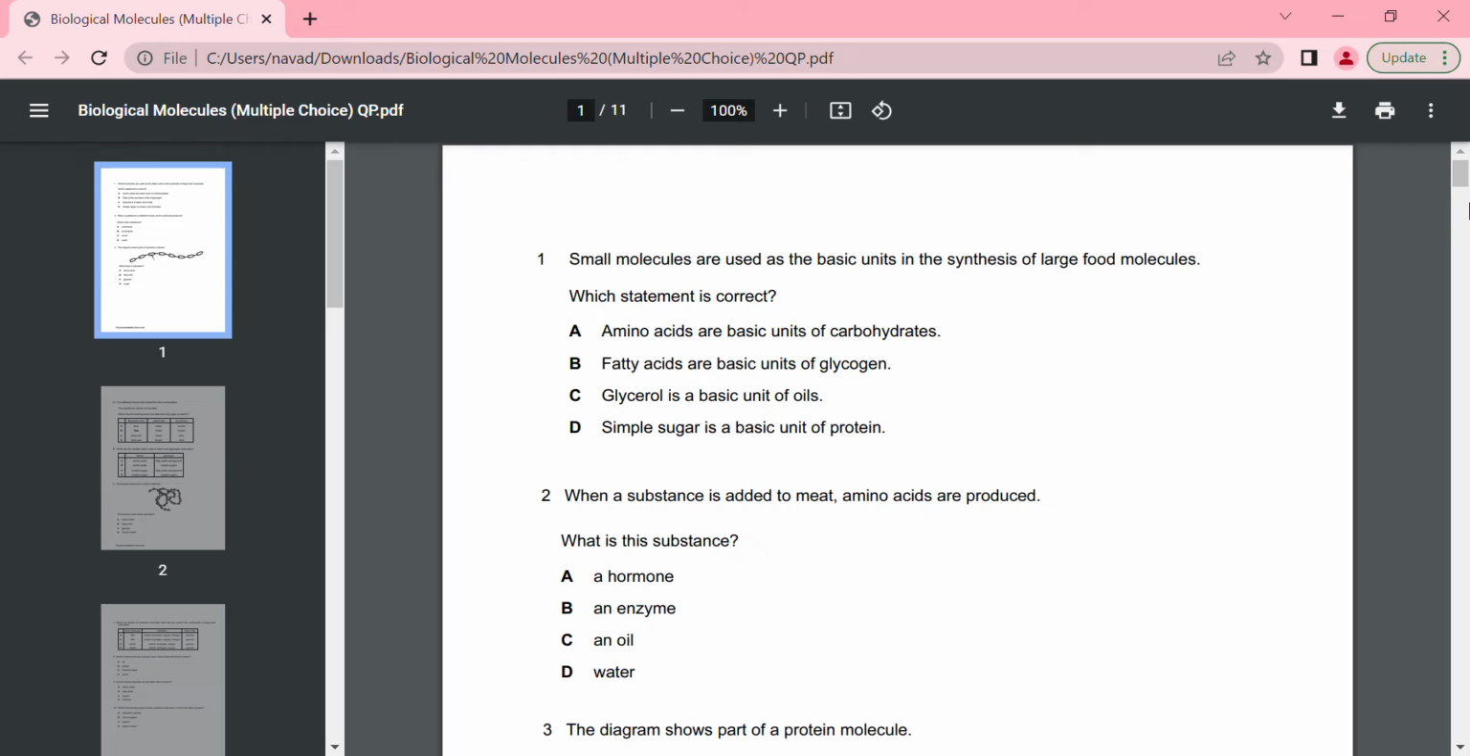They're asking for the basic units. You should remember that. C. Glycerol is the basic unit of oils. Similarly to the B part, simple sugars is not the basic unit of oils. D. Simple sugar is a basic unit of proteins. Yes, D is the correct answer.